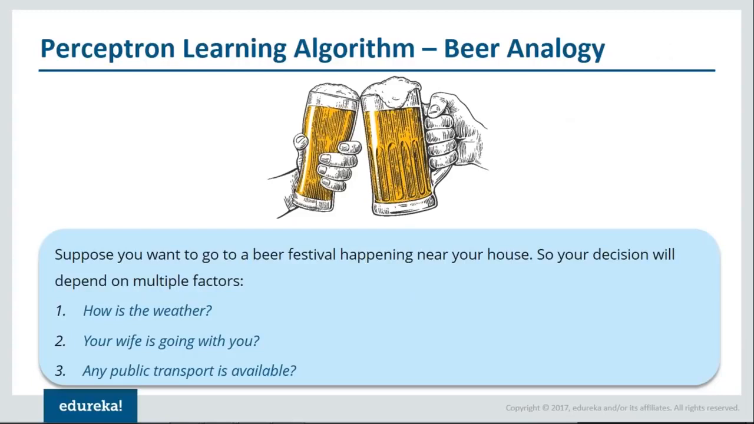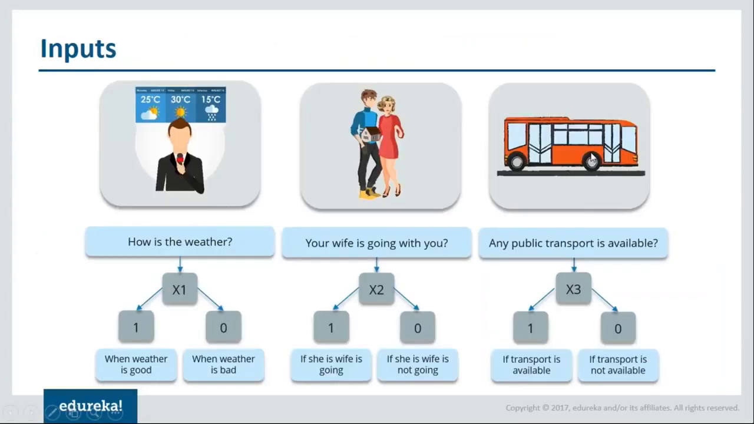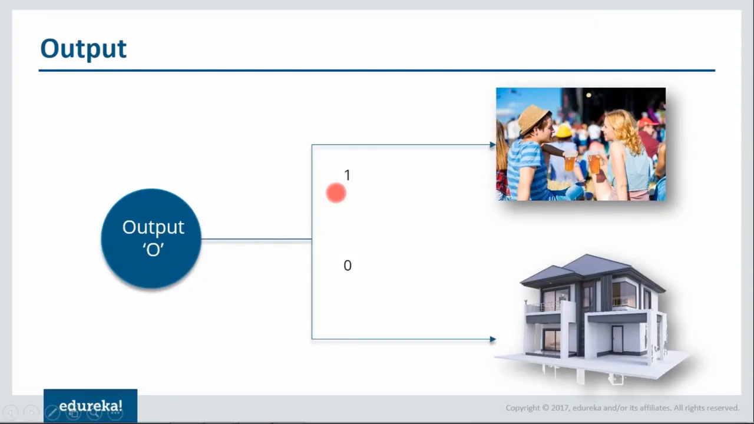Fine, guys, jokes apart, we'll move forward and see what the various inputs are. The first input is how's the weather. We'll consider it as x1. When weather is good, it'll be 1, and when it is bad, it'll be 0. Similarly, whether your wife is going with you or not will be x2. If she is going, then it's 1. If she's not going, then it's 0. Similarly, for public transport, if it is available, then it is 1, else it is 0. So these are the three inputs. Let's see the output. Output will be 1 when you're going to the beer festival, and output will be 0 when you want to relax at home. You want to have beer at home only. You don't want to go outside. So these are the two outputs, whether you're going or not going.